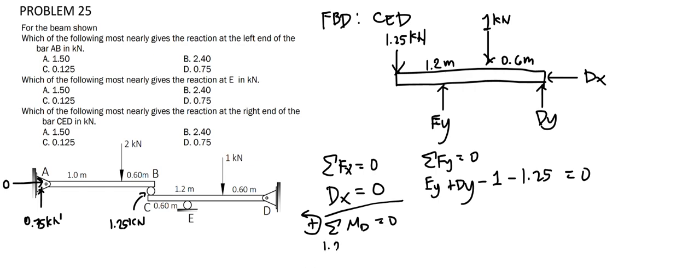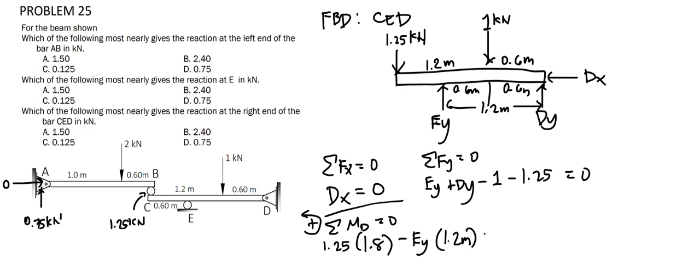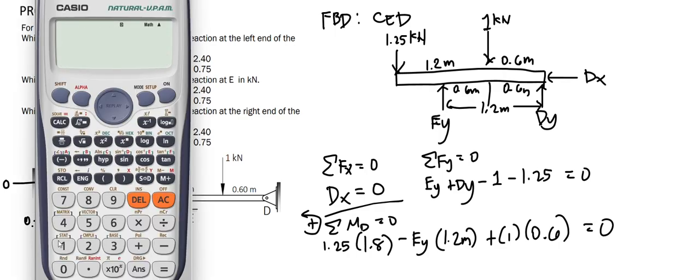Then take summation moments at point D equal to 0, considering counterclockwise to be positive. We have a 1.25 kilonewton that induces a counterclockwise rotation, so it's positive, multiplied by the moment arm distance of 1.8 meters, minus the clockwise moment of Ey times its distance, this is 0.6 meters plus 0.6 meters, therefore this distance here is 1.2 meters. And we have a counterclockwise moment of 1 kilonewton, so it's positive, multiplied by the moment arm distance of 0.6 meters, which is equal to 0. And we can now solve for the value of Ey.